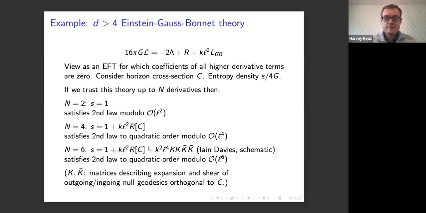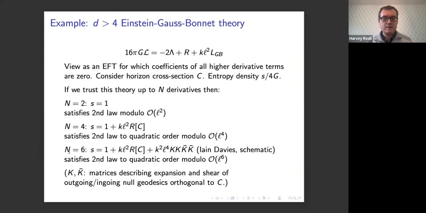But the point is that this now satisfies the second law to better accuracy than the previous formula did. This now satisfies a second law to quadratic order modulo terms of order L to the 6th, which is smaller. And in principle, you can use our procedure to keep going and generate an entropy which satisfies a second law to arbitrary order in the Gauss-Bonnet coupling L to quadratic order in amplitude. So that's roughly how it looks for this theory.